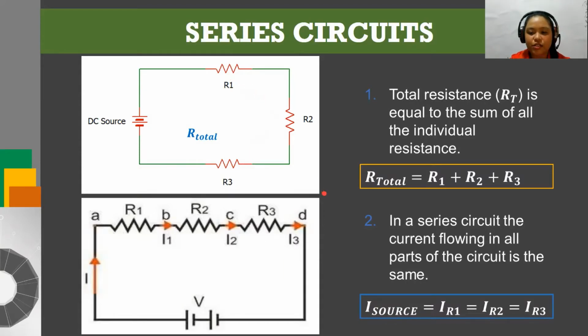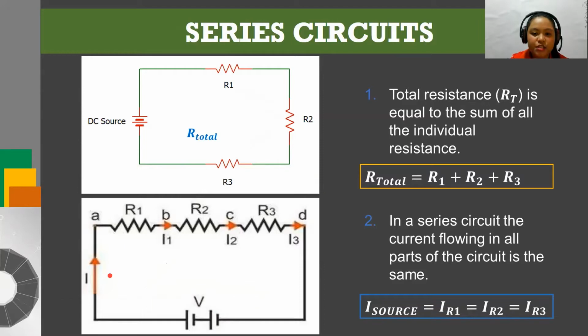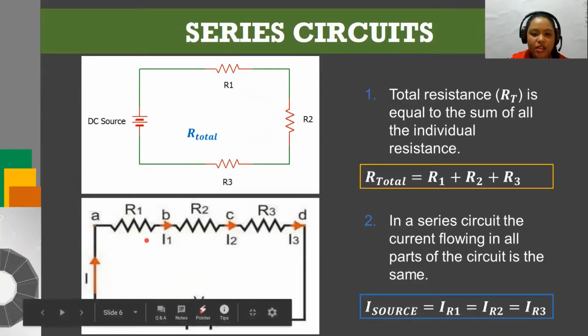Next, in a series circuit, the current flowing in all parts of the circuit is the same. So the current from the current source is just equal to the current that passes through resistor 1, resistor 2, and resistor 3. So we have here an equation where I source, or the current source, is equal to the current in resistor 1, equal to the current in resistor 2, and equal to the current in resistor 3.